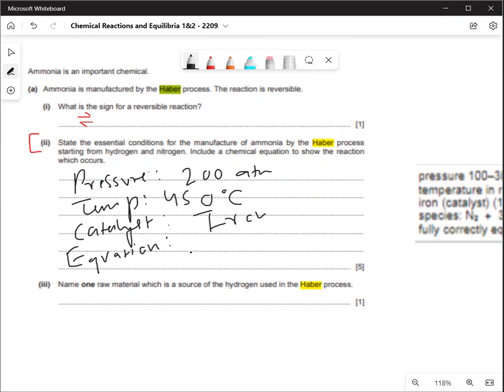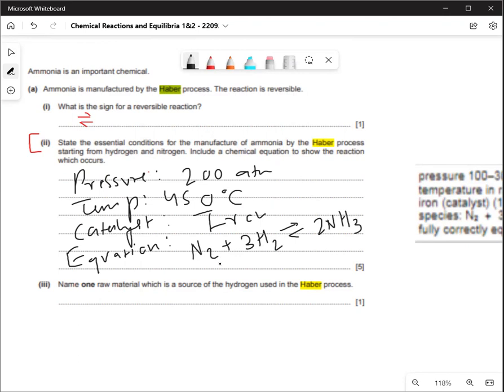For Haber process, it is CH4 plus 2H2O gives CO2 plus 4H2. But that's the wrong one. That's for making hydrogen. I need the reaction for the main making reaction of ammonia. It is N2 plus 3H2 gives us 2NH3. Have you written it correctly? Now I need the state symbols.